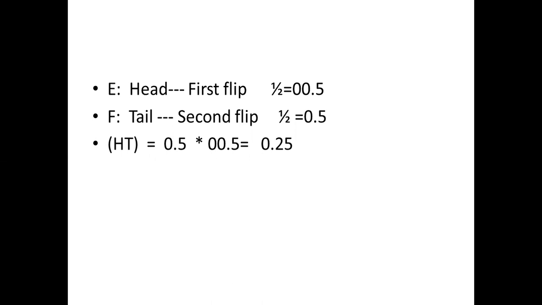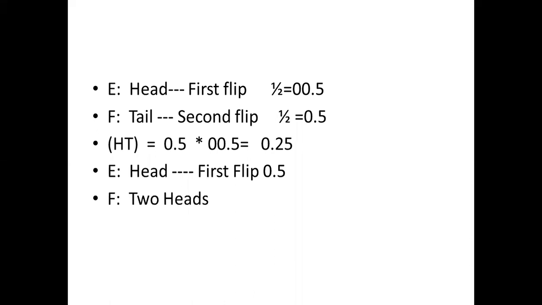Independent events means the second event is independent of the first event, and the occurrence of the first event is also independent, so E and F are independent. This is an example. But consider that event E shows a head during the first flip, which has probability 0.5, while event F is that two heads will occur between the two flips.